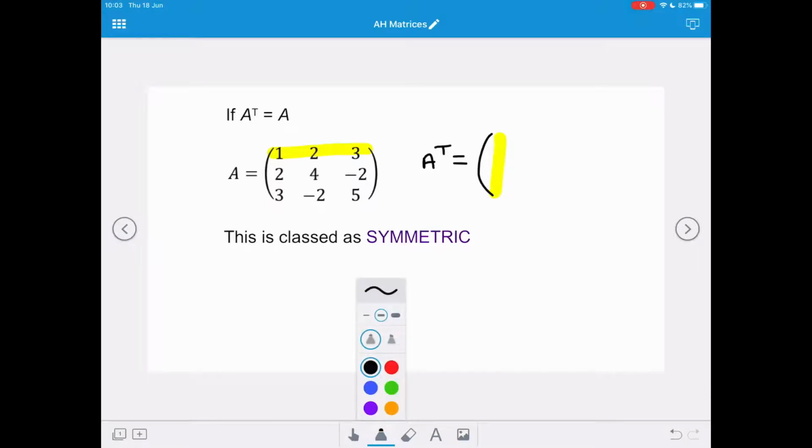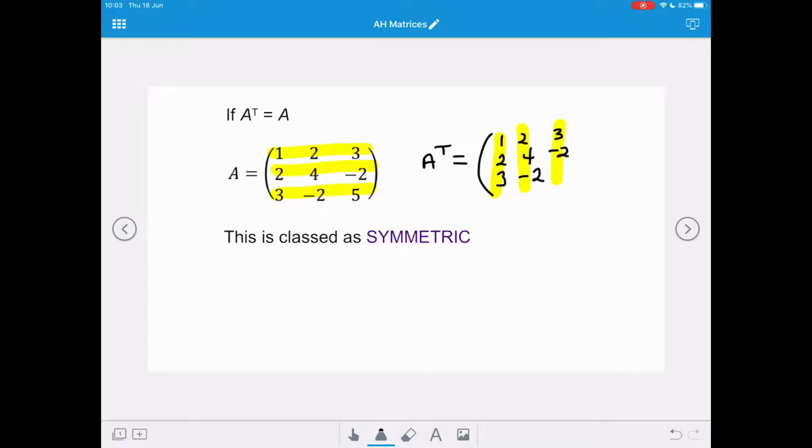So our first column of our transpose is going to be 1, 2, 3. And then we're going to go back and take our second row and make that our second column of our transpose. So that's going to become 2, 4, negative 2. And then we're going to take the third row of matrix A and make that the third column of our transpose of A. And that's going to become 3, negative 2, and 5. And this is classed as symmetric because you can see that the transpose is identical to the original matrix A.